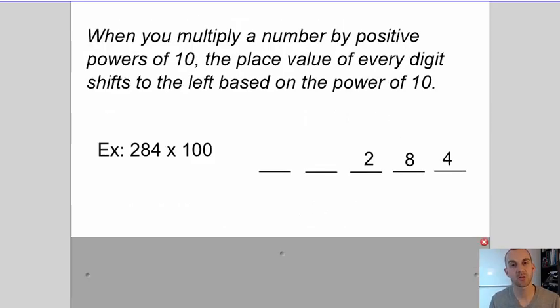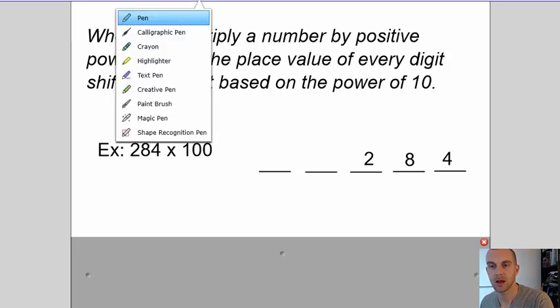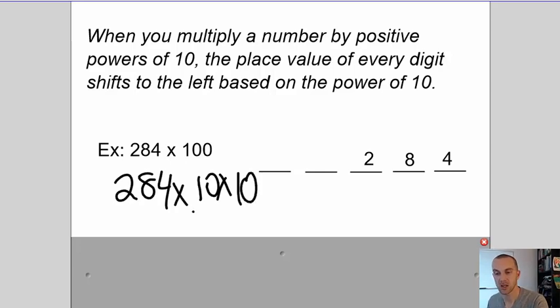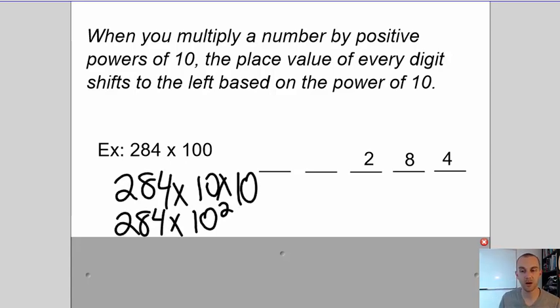Now, what about if we have other powers of 10, such as 100, 1,000, 10,000? Well, our shift will still occur, but it's based on that power of 10. So here I have 284 times 100. Well, what I can think to myself is, what's that power of 10? 100 means 10 times 10, which, as we learn later in our classes, as our students move to middle school, we could write as 10 squared. But that 10 times 10 as our representation of 100 tells us that we need to shift two place values to the left.